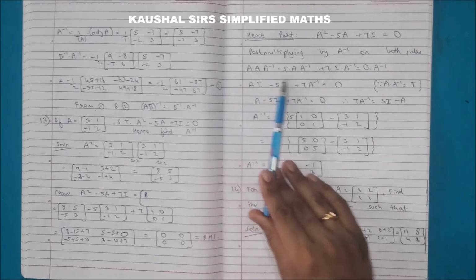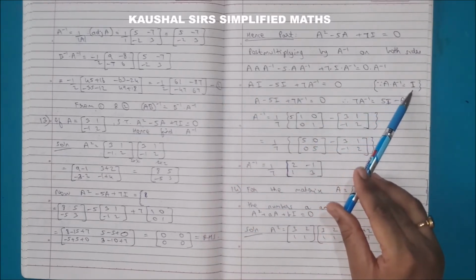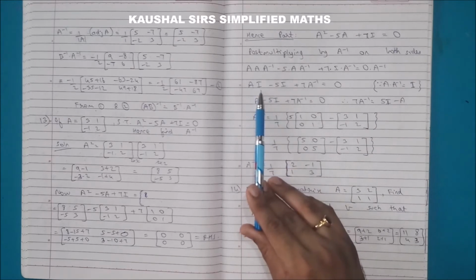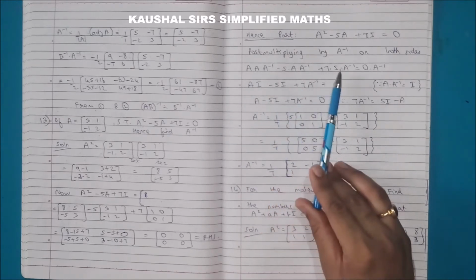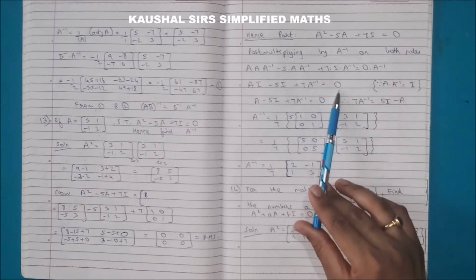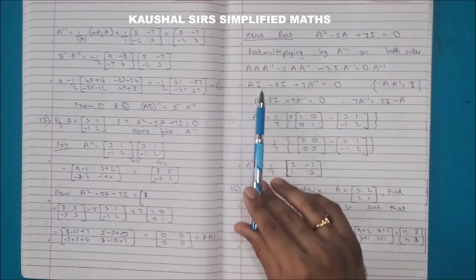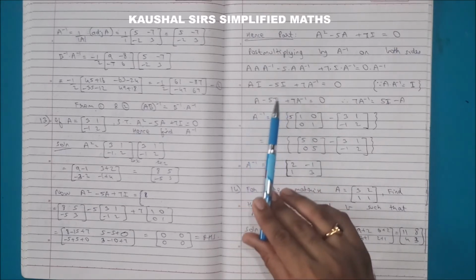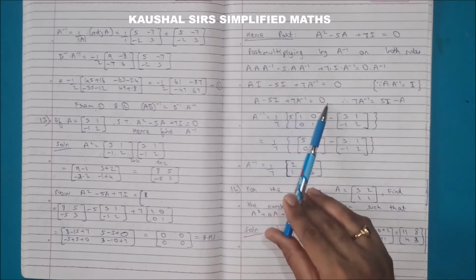Now we are using the property that A into A inverse is what? I. So here A into A inverse is I. Then I into A inverse is your A inverse. Okay, the right hand side remains 0. Now again if you simplify, what is A into I? You get the matrix itself, minus 5A as it is, 7A inverse is equal to 0.